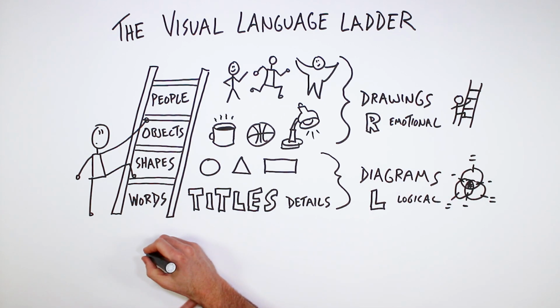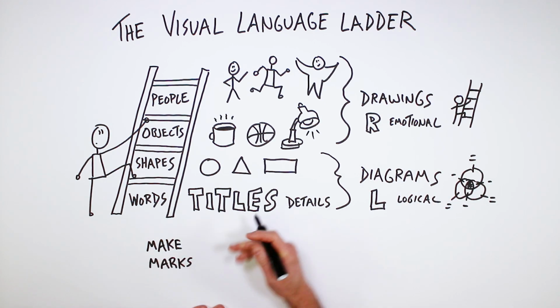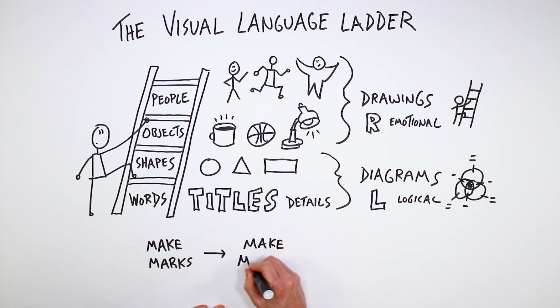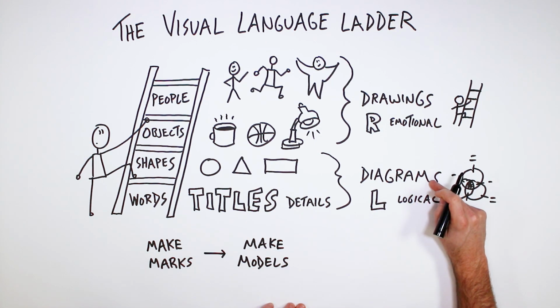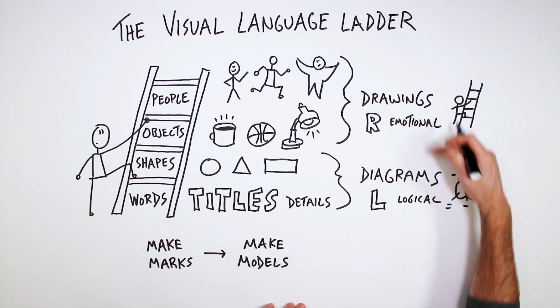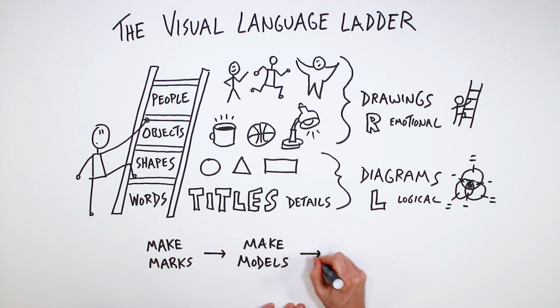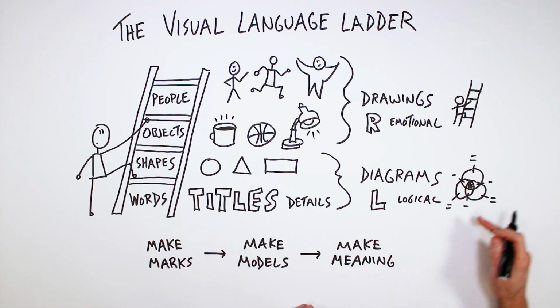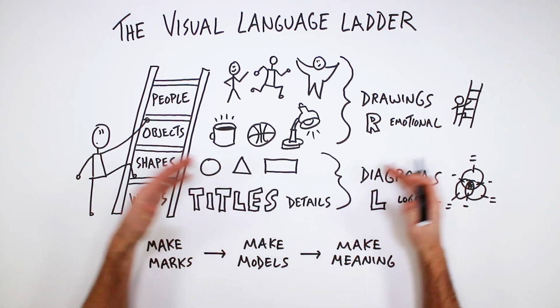So what we're doing here is making marks that fall into one of these 4 categories, and in the process, you're making models in the form of a diagram or a drawing, or some combination of the 2. But really, what this is about is making meaning. You're making sense of a complex topic. A new topic that you're learning about, a topic that you're teaching, a topic that you want to explore with others.